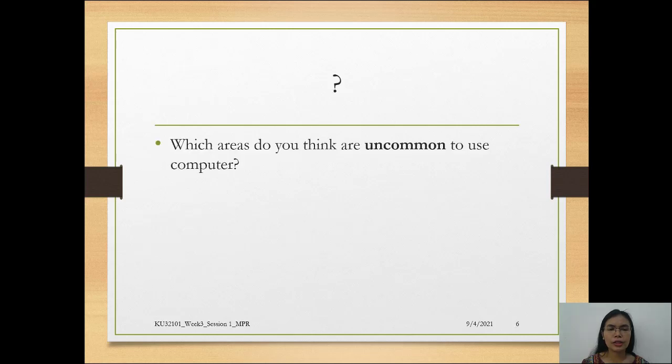Okay, so now a quick question, everyone. After you list down the use of computer application in some of the areas, I have one quick question over here. Do you find any other area that you think is uncommon to use computer? Probably not the hospital, because I think computers are very useful in the hospital. But is there any other area that you think is uncommon to use computer, but they use it anyway? So I want you to answer this question, and later we can discuss it in our practicum session.